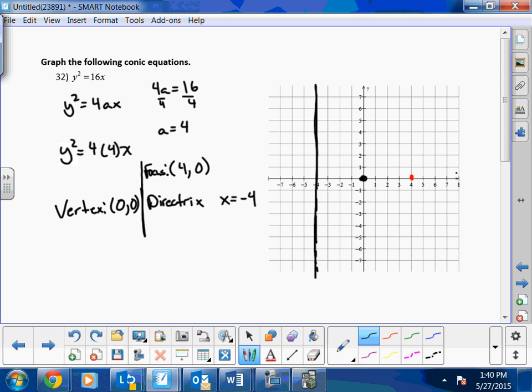Now after that, let me go ahead and collect two other points. So I'm going to take my focus points. Y squared is equal to 16 times 4. Y squared is going to be equal to 64.